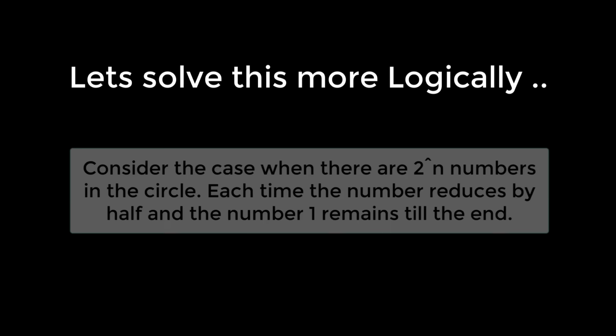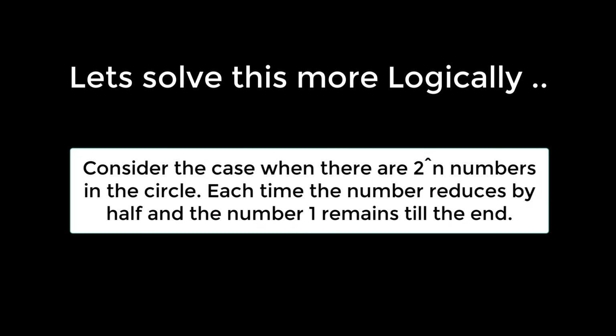Let me solve this puzzle more logically. Consider the case where there are 2 to the power of n people in the circle. If the total number of people is 2 to the power of n, then each time the number reduces by half and the number 1 remains till the end.